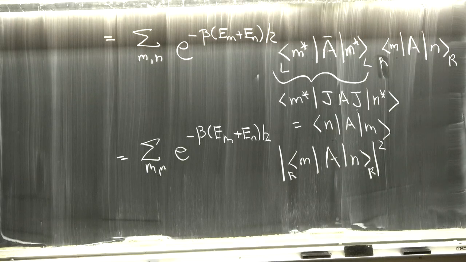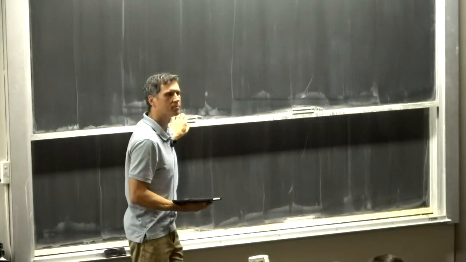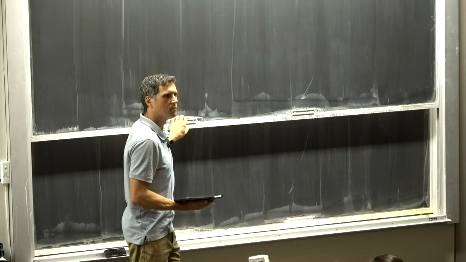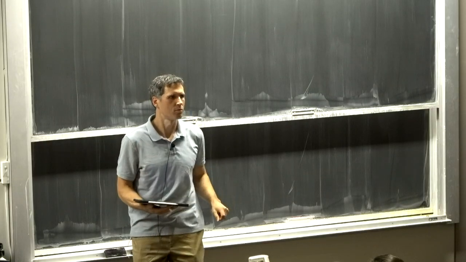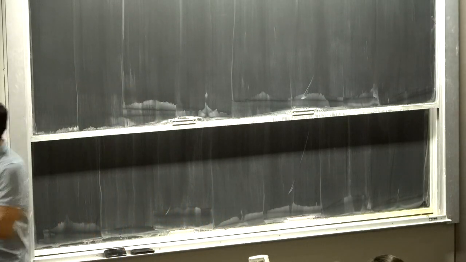All right, Tom. Yeah. Be a bit more explicit about how the J A J sandwich between M star and N star turns into that, because the action you defined for J was on these two states upstairs.